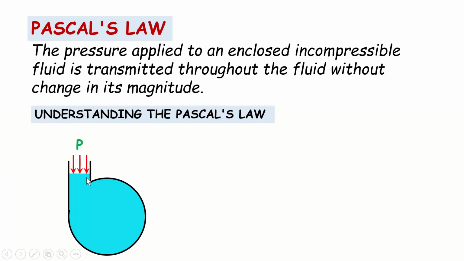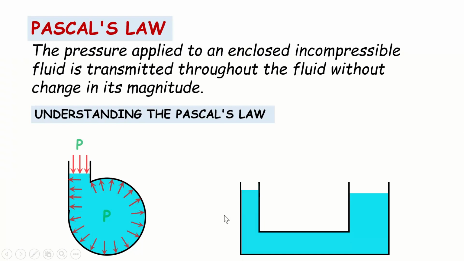This can be shown like this, friends: whatever pressure is acting over here, the same pressure is acting inside throughout the fluid. The surface of the container will also experience the same. So let's consider one more example. Here, if you see, there is a pipe, friends. In this pipe we have an incompressible fluid.